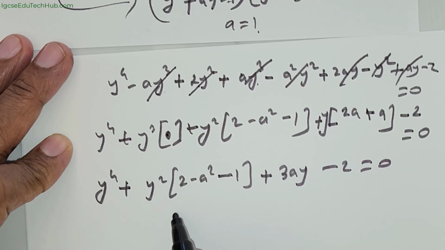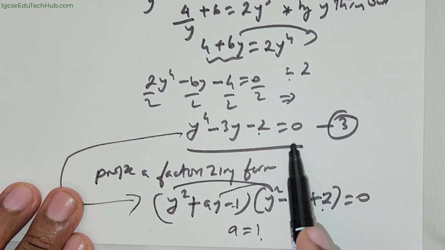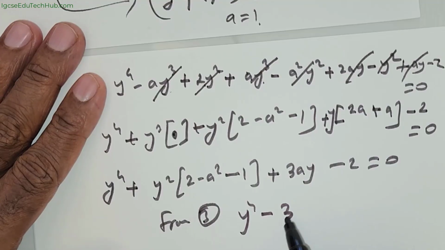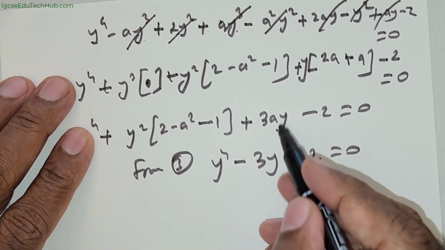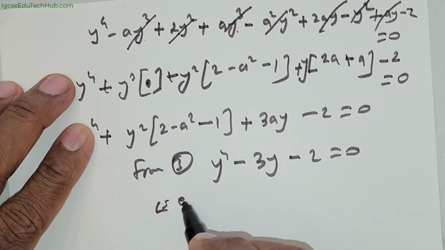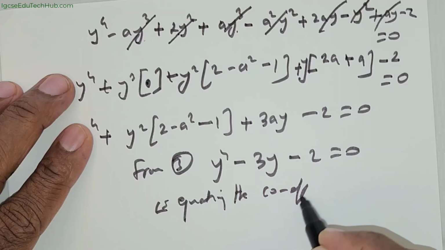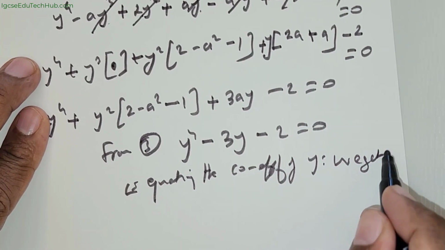Now what is the original equation? From 2, not 2, from 3. This is 3. So what do you got? y to the power of 4 minus 3 times y minus 2 is equal to 0. Now equating the coefficients, coefficient of y, we get, so what do we get?